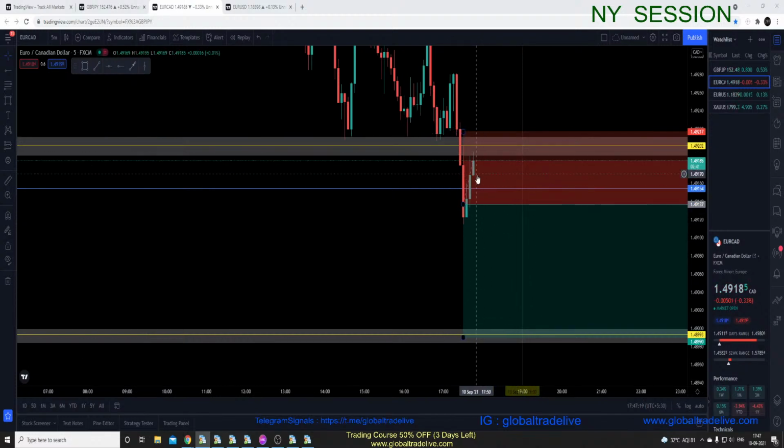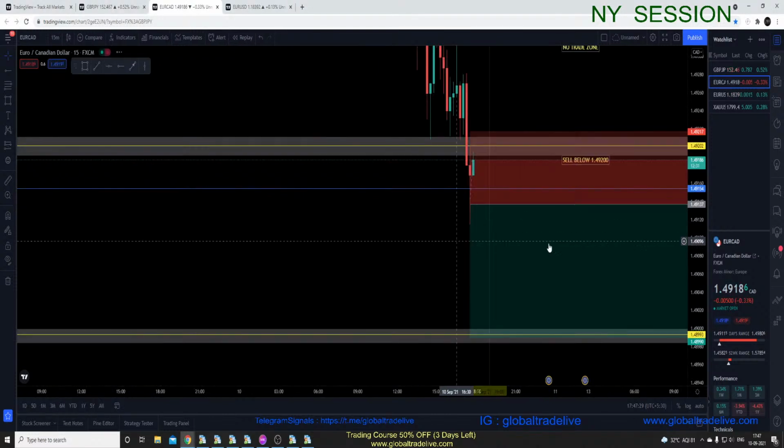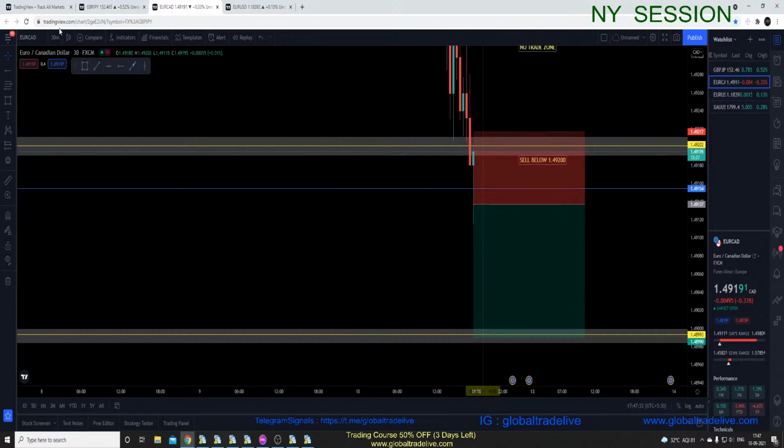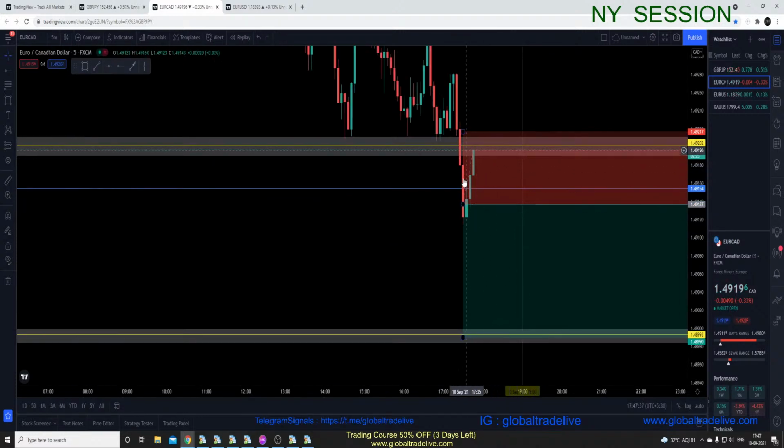So if EuroCAD really wants to go down, then it has to stay below the 1.49202 level. And how am I gonna add the positions back? Right now there's nothing in 15 and 30 minutes, so I'm gonna look for a re-entry in 5 minutes.